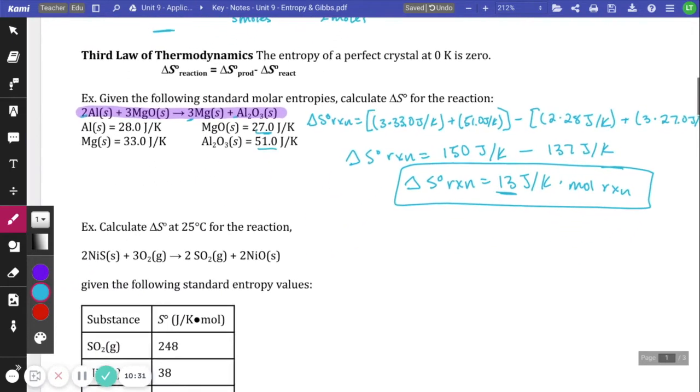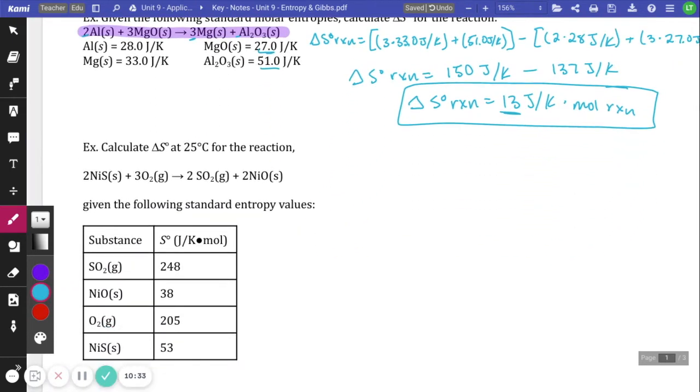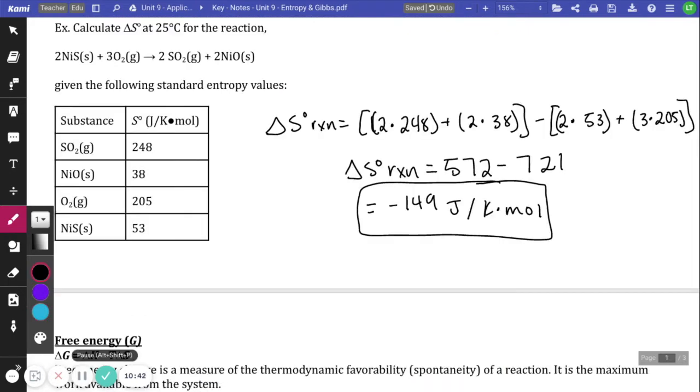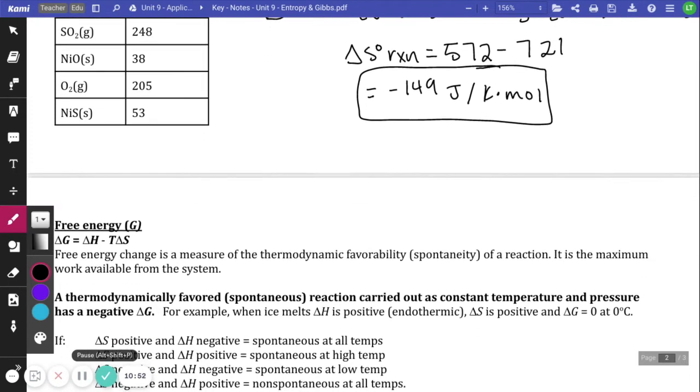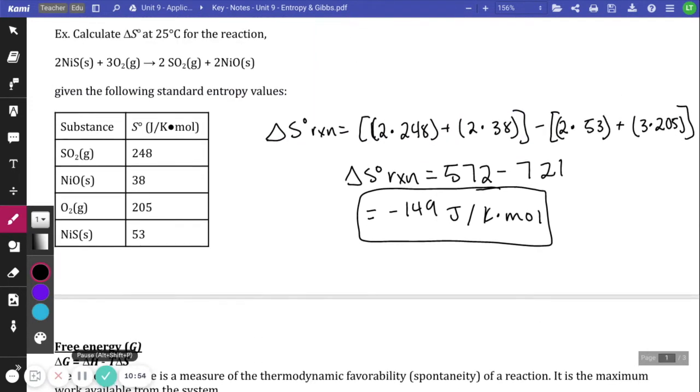All right. I have a practice problem right here for you guys, so I want you to go ahead and pause the video and try this problem, see if you can do it, and then restart the video. All right, hopefully you paused it and worked it. Whenever I worked it out, I got negative 149 joules per Kelvin per mole of reaction. Okay, so that's our first part, our entropy.